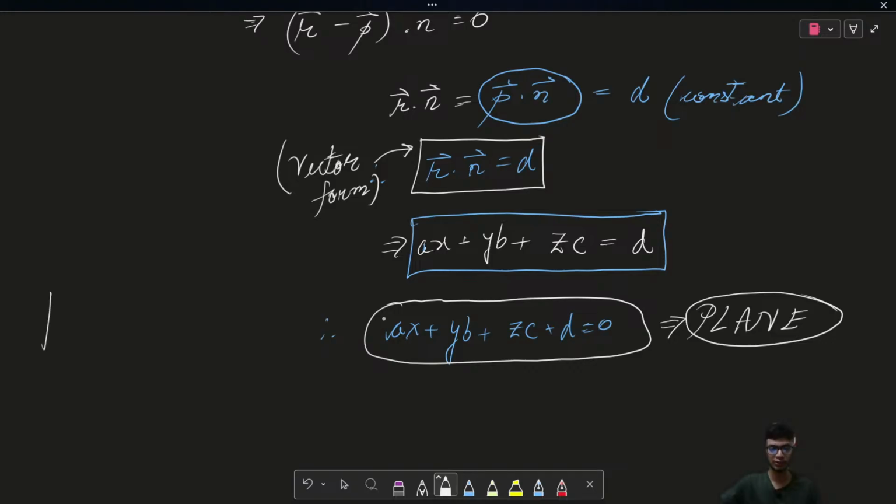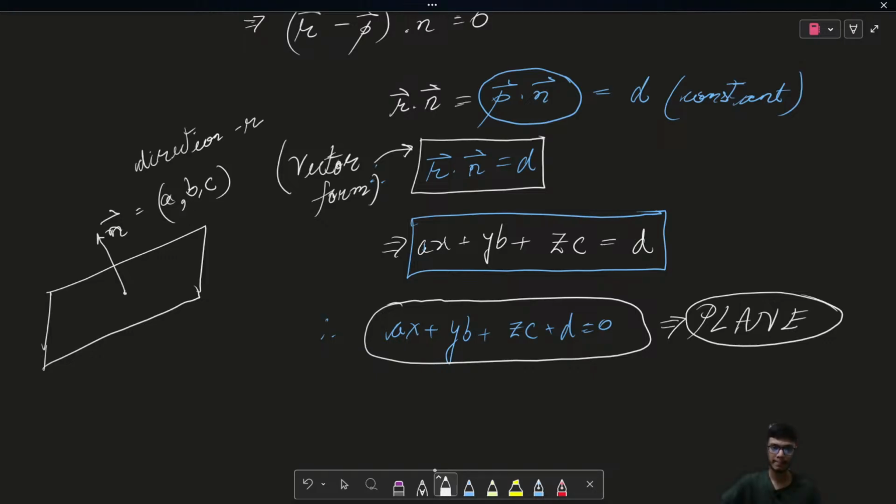Where the formulation is as follows: this is my plane. The direction ratio of this normal vector is simply the coefficients of x, y, and z. They denote the direction ratio of this normal vector, okay. And x, y, z is any random point which can be varied to get the equation of the plane, right?